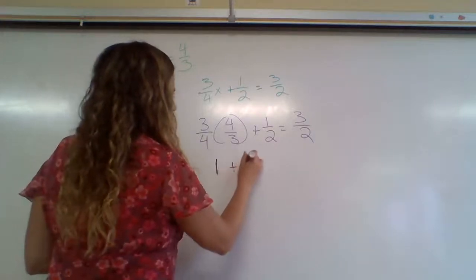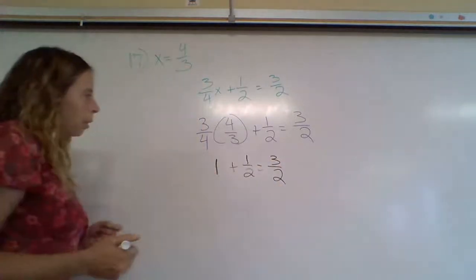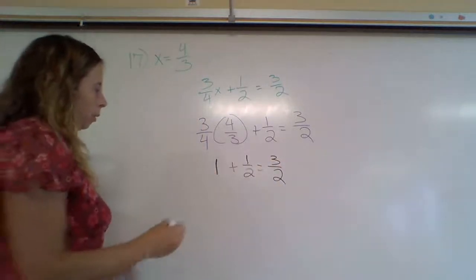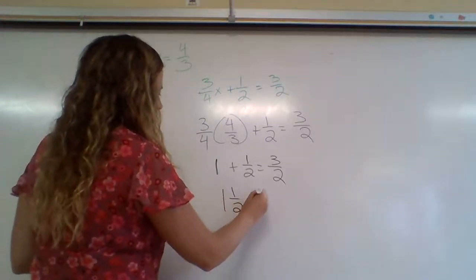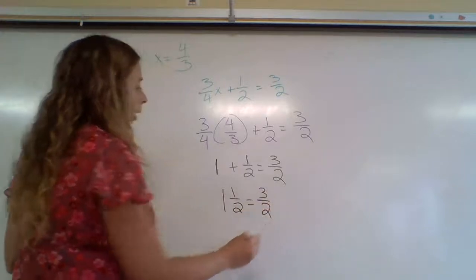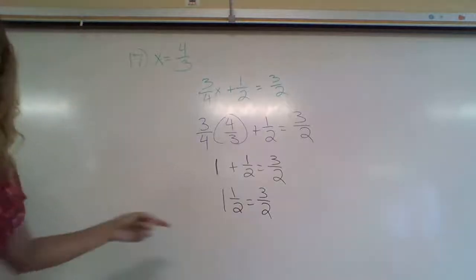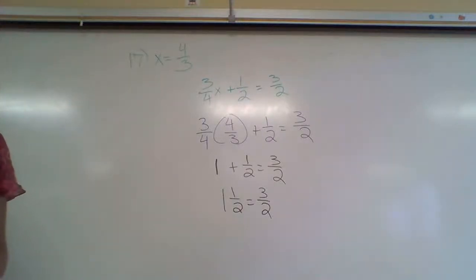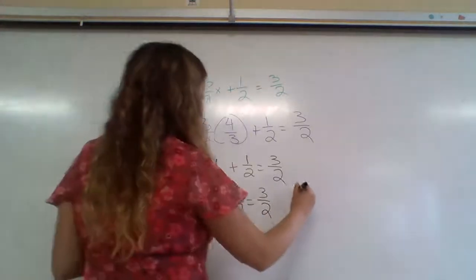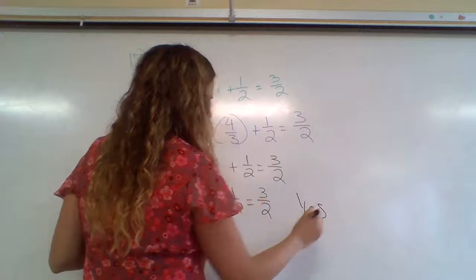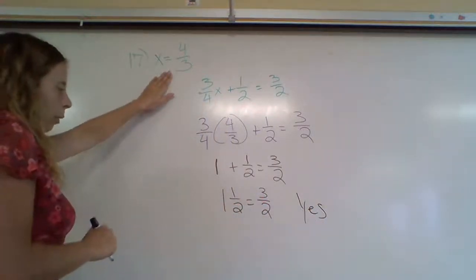And then 1 plus 1/2 equals 3/2. So what we're saying is, is that true? Well, 1 plus 1/2 is 1.5. Is that the same as 3/2? They're making you go back and forth between mixed numbers and improper fractions. Is 1 1/2 equal to 3/2? Yes, it is. So the answer is yes. So 4/3 is the solution to the equation.